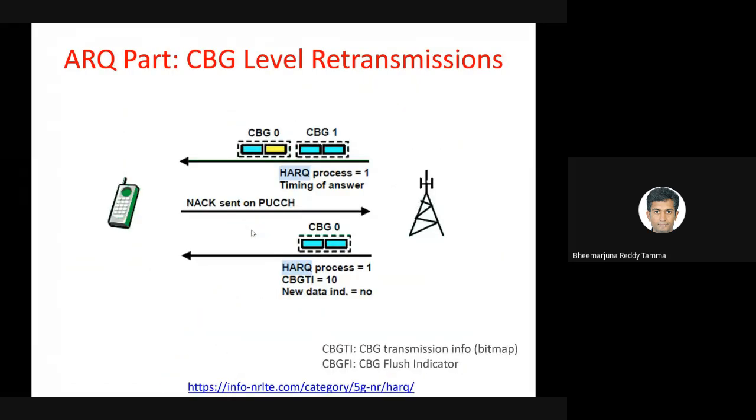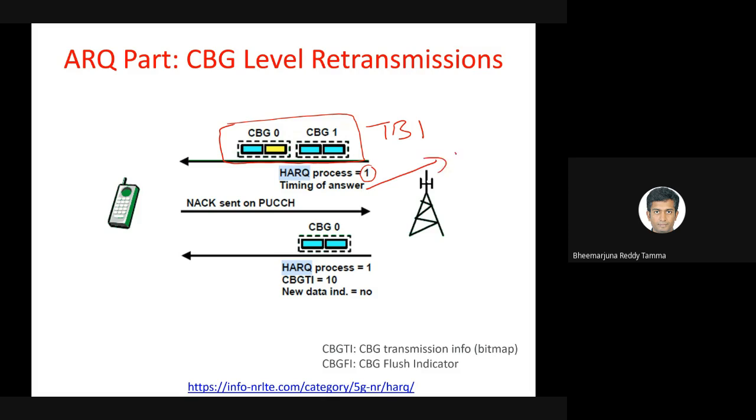Okay, I think this is one example showing how it is indeed done. If you take the code block group level transmissions, look at the base station sending a transport block, let's say TB1, which comprises two code block groups, where the size of each group is two code blocks. And it is saying that this particular transport block corresponds to HARQ process one. And also look at this one.